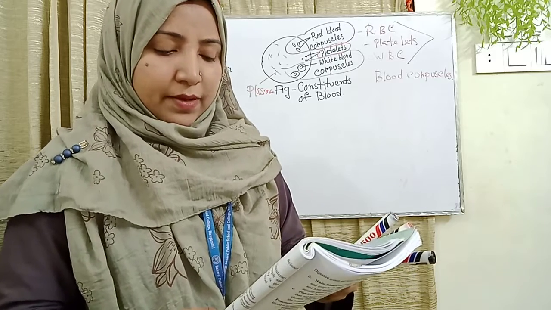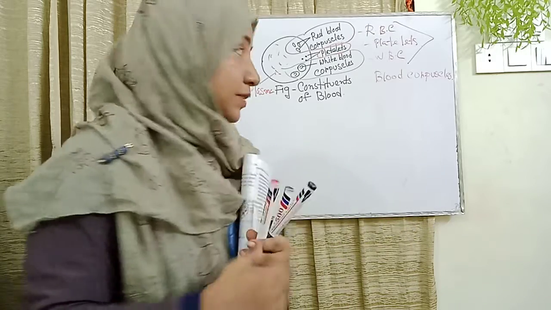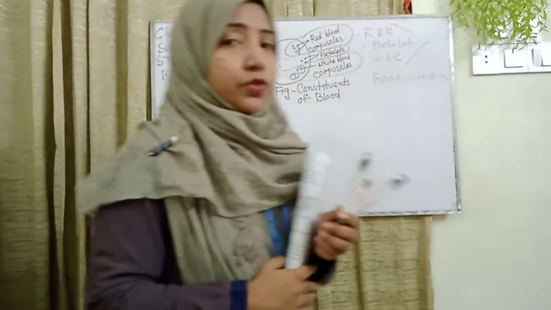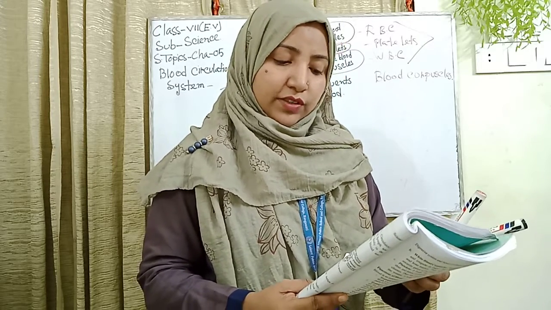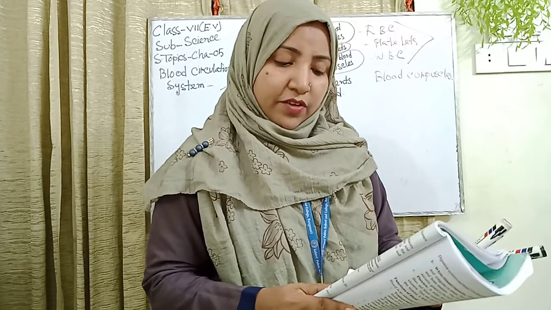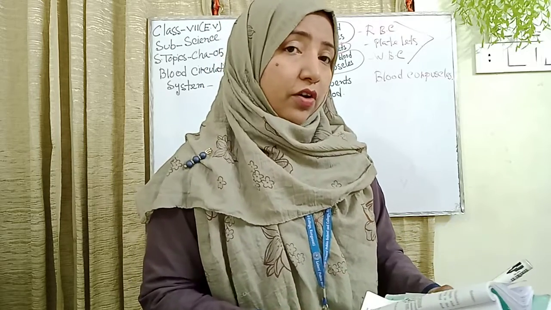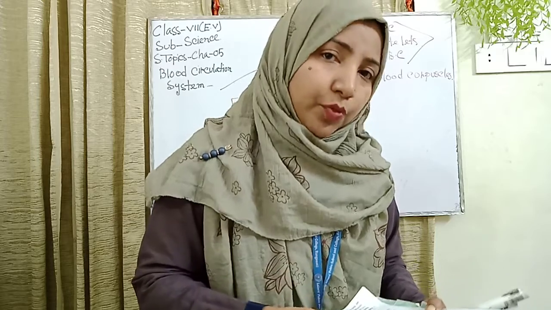Plasma is the liquid part of blood. Normally 55% of blood is plasma. It contains proteins, salts and food substances absorbed from the intestine. Blood cells float in plasma. It contains fibrinogen, please mark this, a protein that helps in the clotting of blood.